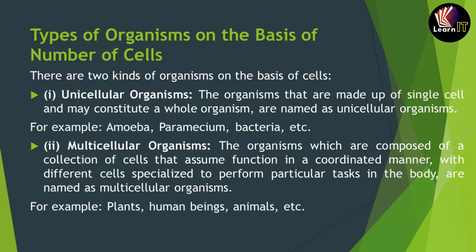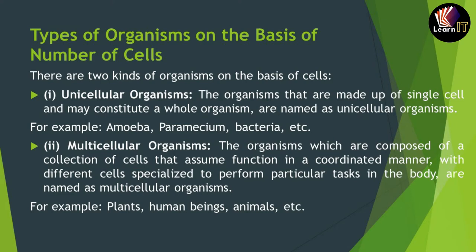Unicellular organisms are organisms that are made up of a single cell and may constitute a whole organism. In simple words, if an organism is made up of a single cell, it is called unicellular. Uni means single, cellular means cell. For example, we have already seen amoeba, paramecium and bacteria many times.